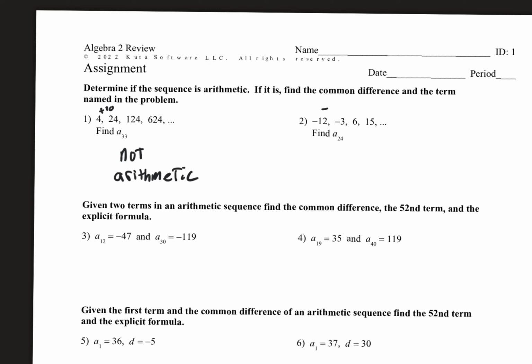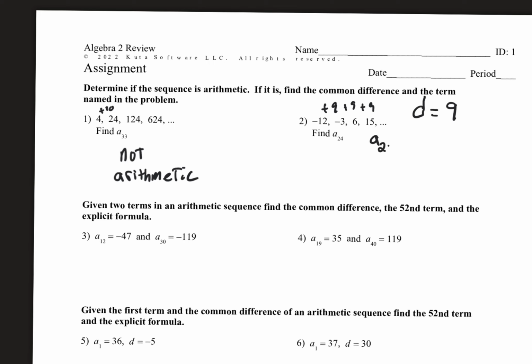Second one looks like you go plus 9, plus 9, plus 9. So the common difference is 9. So D is equal to 9. Find the 24th term in the sequence.